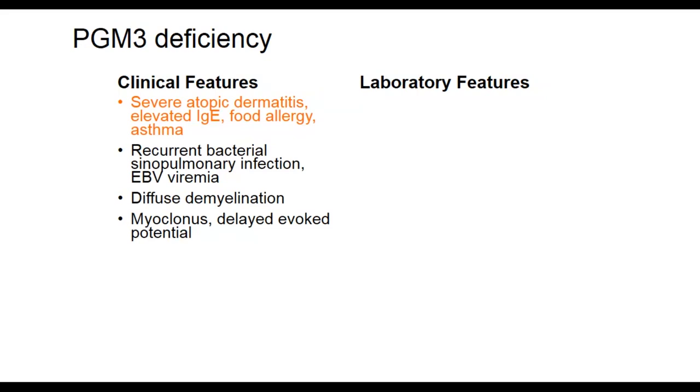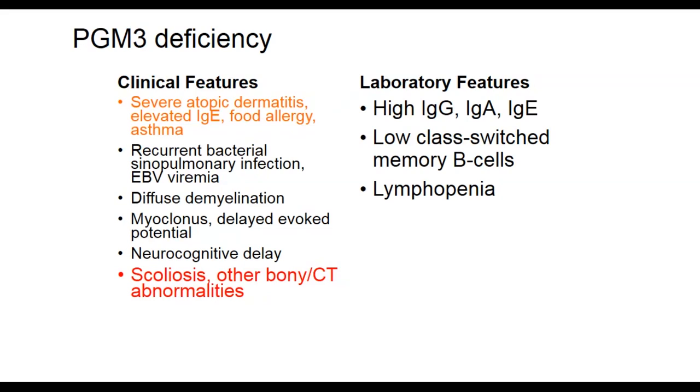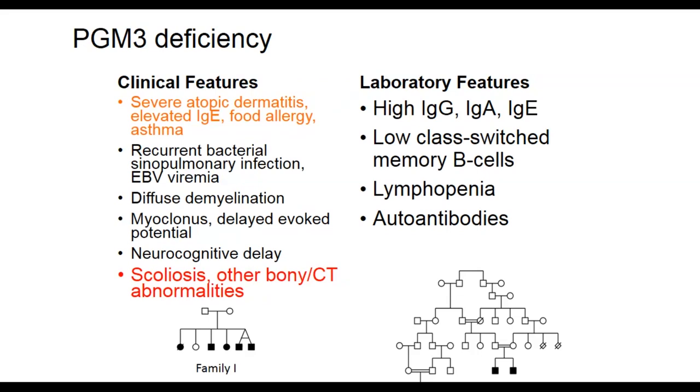So they have neurocognitive delay. They also could have scoliosis and other connective tissue problems like you might see in STAT3 loss of function. They have very high immunoglobulin levels of all sorts. Their B cells don't look completely normal. They can have low counts of white blood cells. They do have autoantibodies. And these are just two of the families that we've seen, but there have been many more that have been described. Interestingly, when it's more severe, they can have severe combined immune deficiency, and they have no allergies.